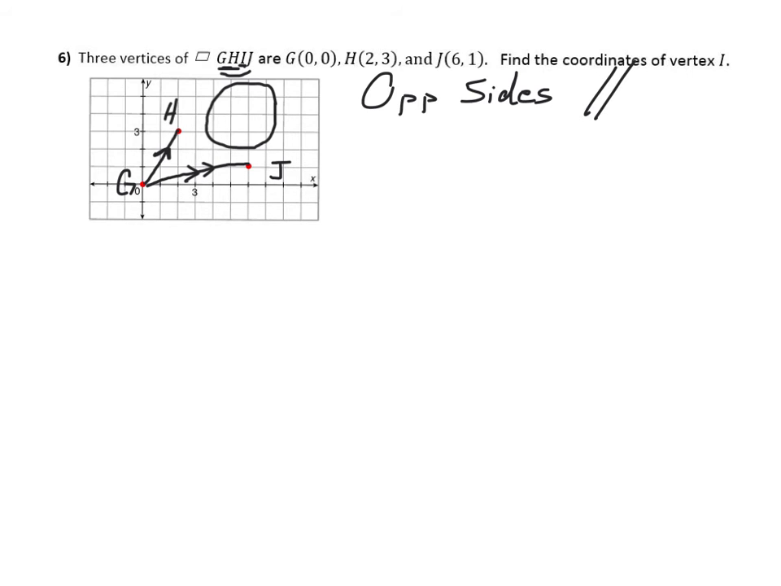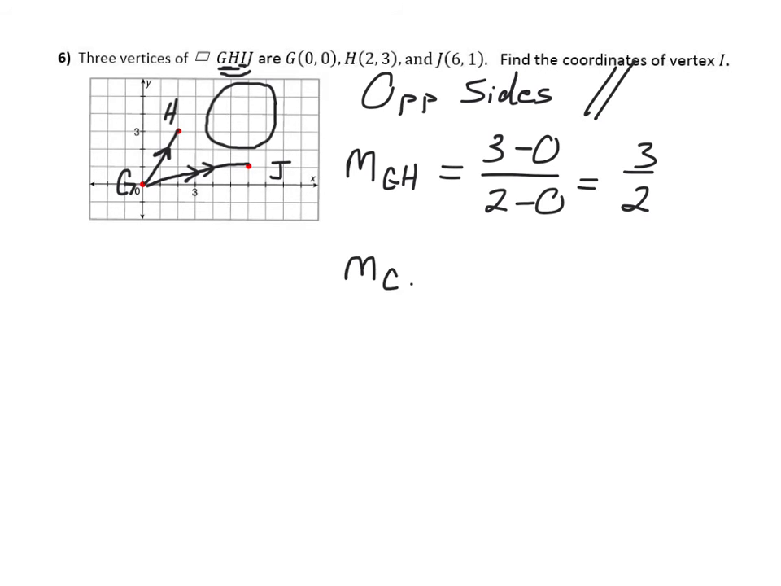Well, in order to make sure they're parallel, I'm going to need some slopes. So first, let's find the slope of GH. You're welcome to use the graph. We can use the slope formula if we want. 3 minus 0, 2 minus 0. Looks like my slope is positive 3 over 2. The other slope I want to find is the slope of GJ.